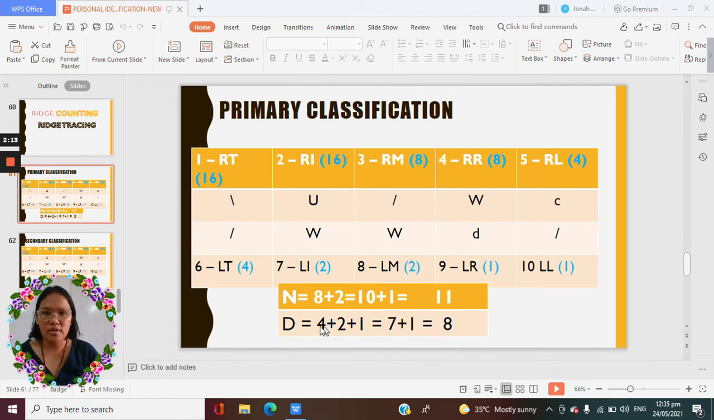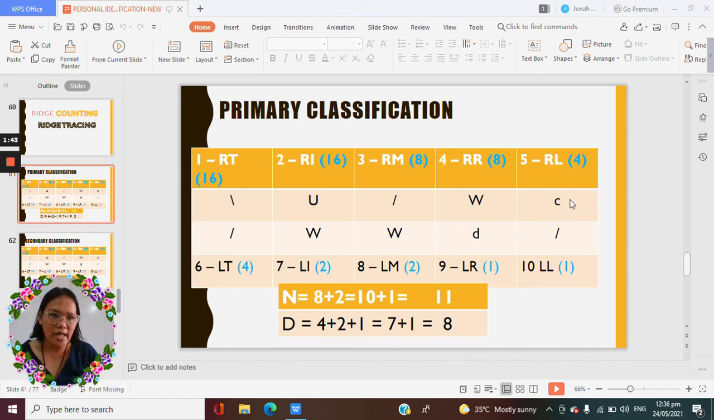Here, we start with the denominator. Let us take a look at the right thumb, which is number 1. This is not a whorl pattern, so it is not considered in the primary classification. We will skip that. Let us proceed with number 3, the right middle. Again, it's not a whorl pattern, so skip that.